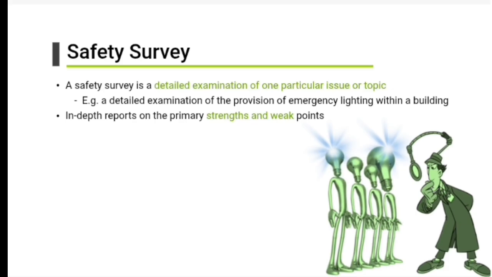Safety survey. A safety survey involves a comprehensive examination focused on a specific issue or topic within a workplace. For instance, it could entail a thorough analysis of the emergency lighting provisions within a building. This method aims to provide detailed insights into the strengths and weaknesses associated with the chosen aspect. The survey results in in-depth reports that offer a nuanced understanding of the specific safety components under scrutiny, enabling organizations to make informed decisions and improvements in targeted areas.